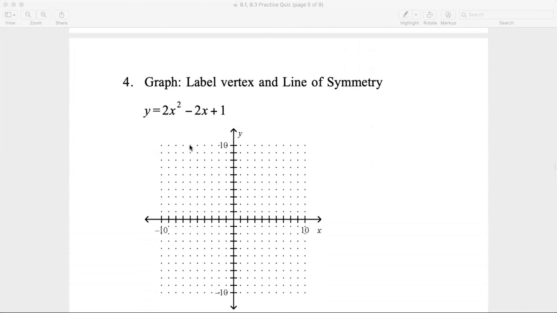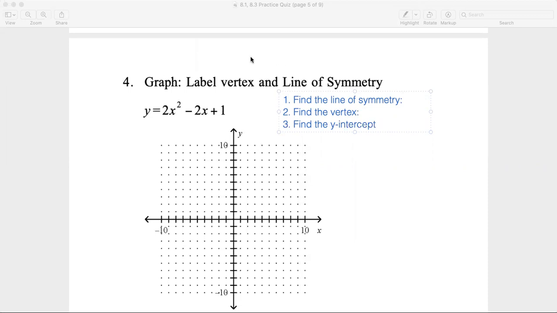Okay, graph, label the vertex and line of symmetry. Okay, so what's going to happen on the test is you're not going to be asked to graph, but you're going to be asked to find 3 things. Find the line of symmetry, find the vertex, and then find the y-intercept, okay? Or you're going to have to identify graphs.